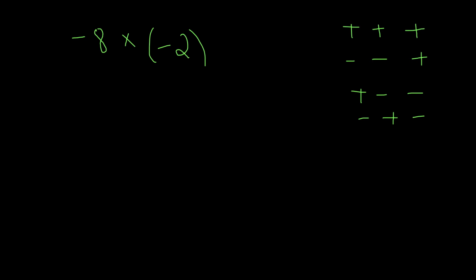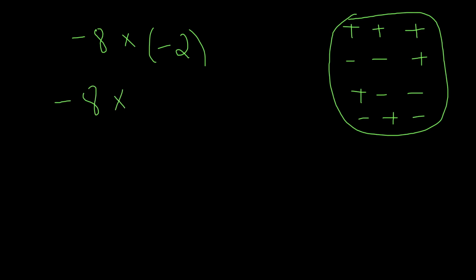So now here, children, this is for multiplication and division of integers. So minus 8 into minus 2, this minus minus will be plus, and 8 into 2 is 16.